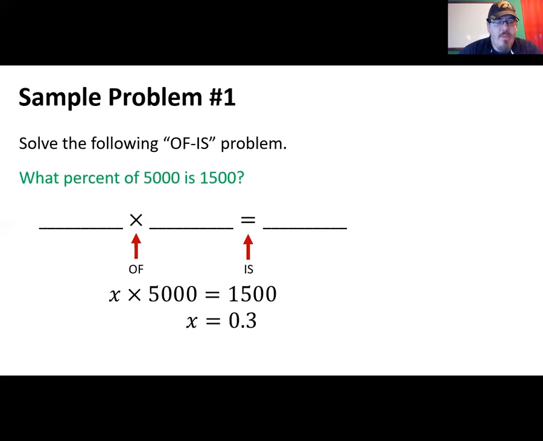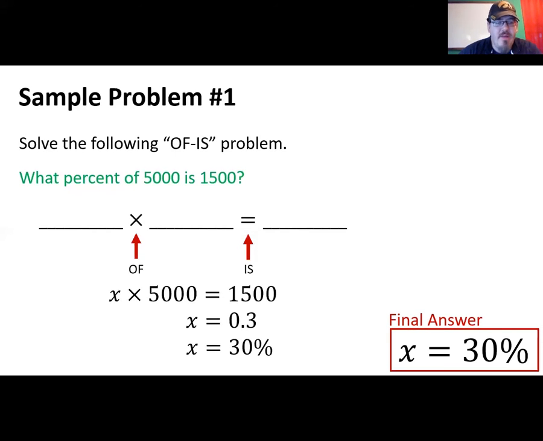Now, the one thing you want to be careful with in this problem is the original question asked for what percent. Our answer is in decimal form, so we need to convert that into a percent. If you think back to that process, we move the decimal point 2 spaces to the right, and so our answer is 30%. So 30% of 5,000 is 1,500. And there you go, there's our solution.